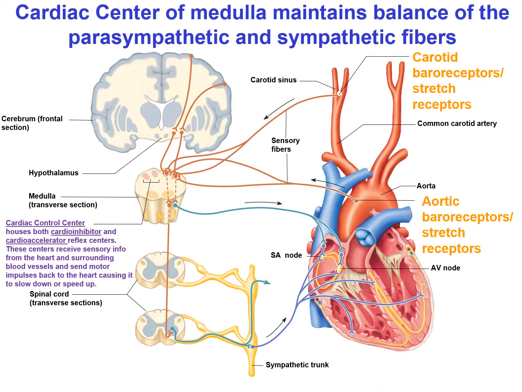Let's go back to the medulla and note the presence of the cardiac control center here within the medulla. So as the name implies, it's here that sensory information is going to be taken and analyzed, and from the cardiac control center will emanate impulses associated with the vagus nerves.